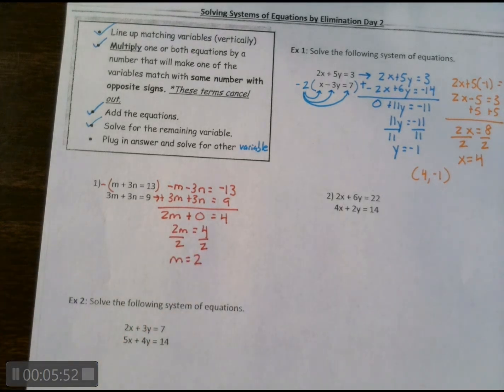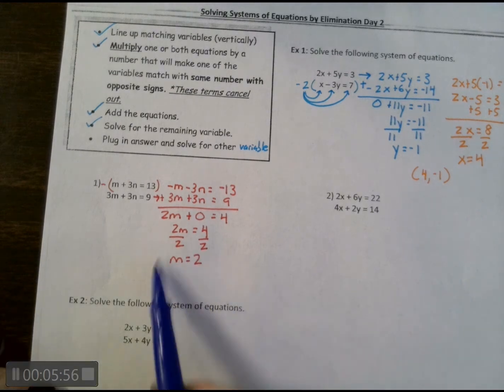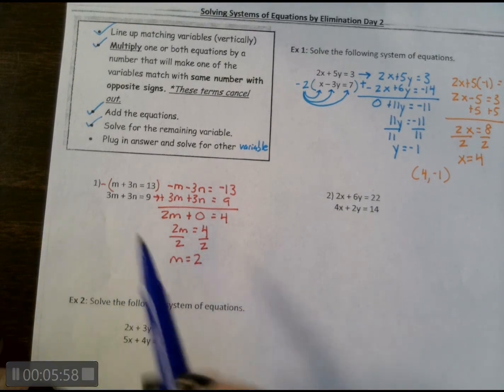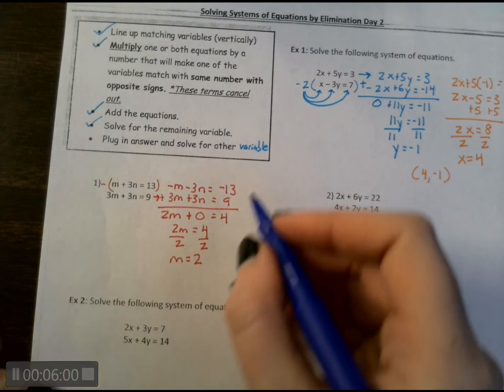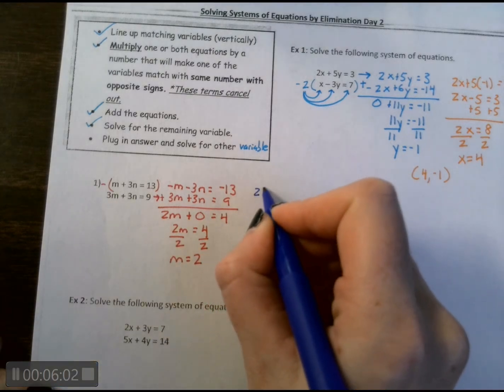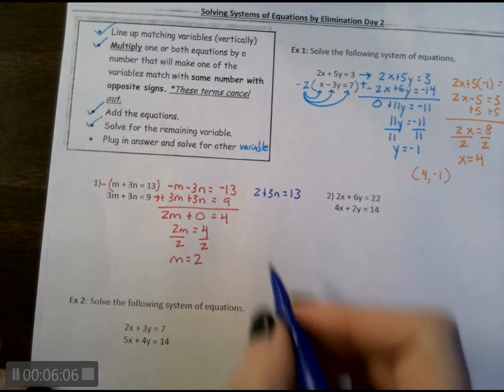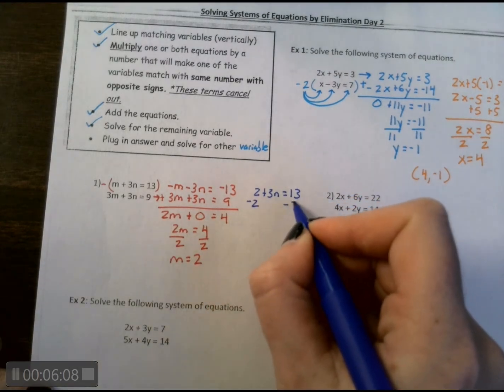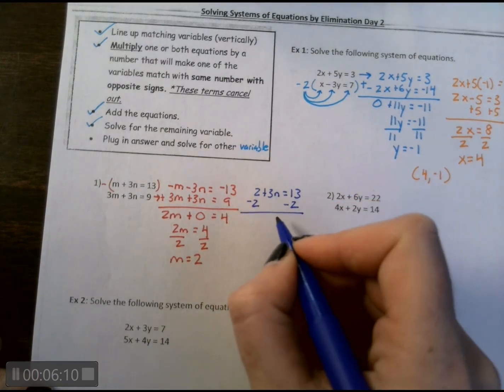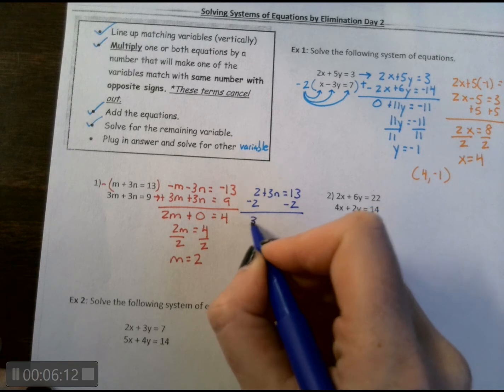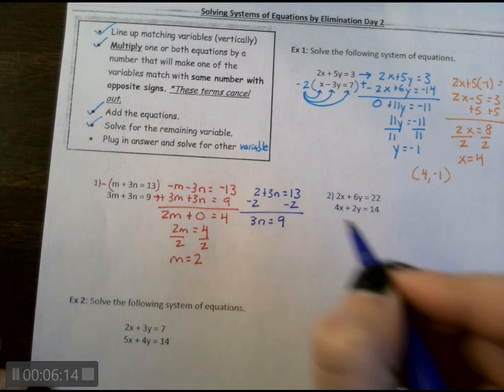So now we are going to take our m equals 2 and we're going to substitute it into one of these equations. I'm going to continue to use the top one. So I have 2 plus 3n equals 13. I subtract 2 from both sides to get 3n equals 9.